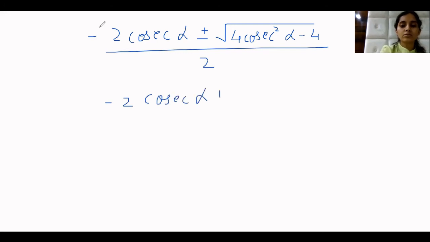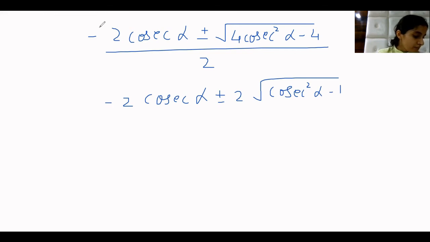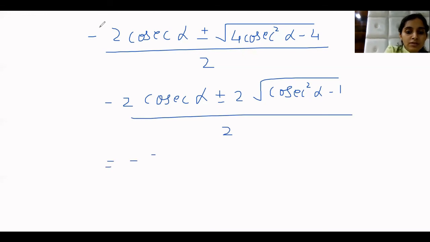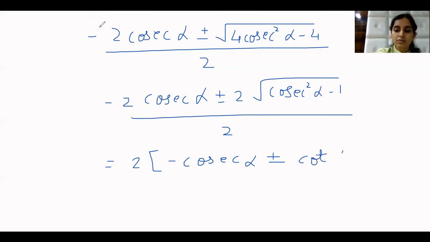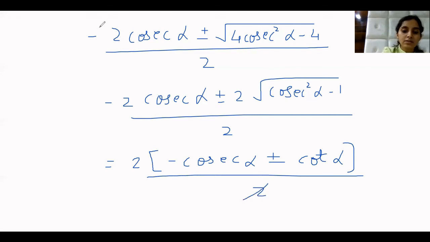We can take 4 outside, so we get plus minus 2 root of cosec square alpha minus 1. What is cosec square minus 1? It is cot square alpha, right? So we'll have 2 common here. Rather, we'll write this as 2 common, cosec alpha plus minus root of cosec square minus 1, which is root of cot square, that is cot alpha. Okay, and this 2 here cancels out. So m1, m2 is equal to these two roots.